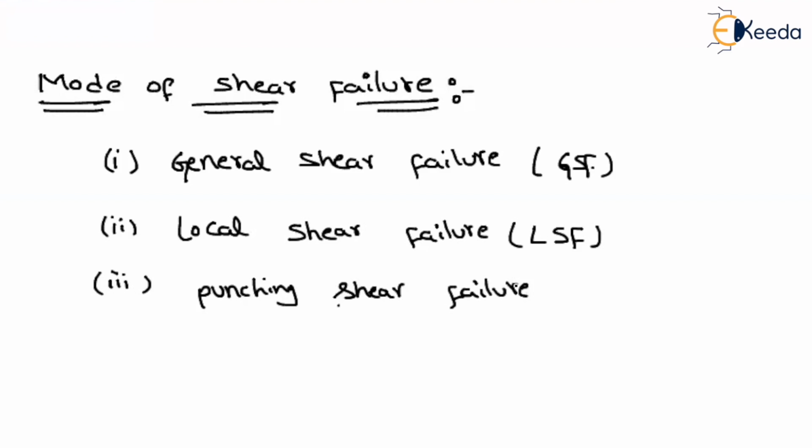From the GATE exam point of view, we have to learn by heart the characteristics of each type of failure. That means for which type of soil it may occur, and what are the properties of the failure. If you can learn it by heart, then that is more than enough. So first let us go through the general shear failure.